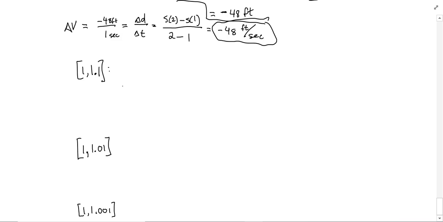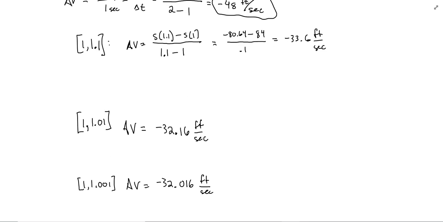So the average velocity here is s of 1.1 minus s of 1. That's the change in distance divided by the change in time. Well, only 1/10 of a second has elapsed here. So you can do that calculation and then finish the remaining ones, and we'll come back together. So go ahead and pause.